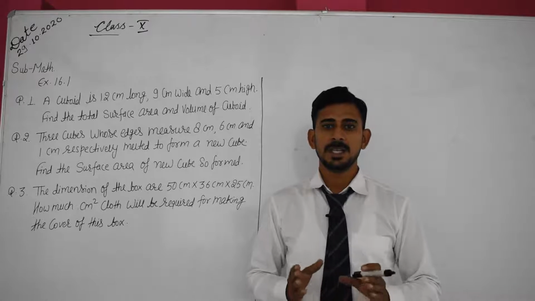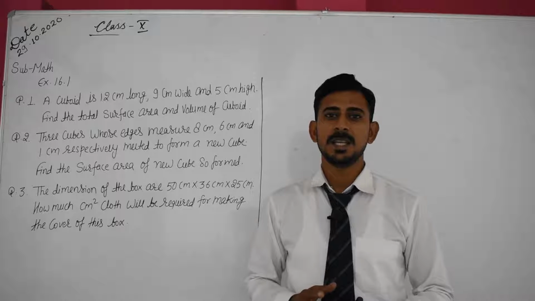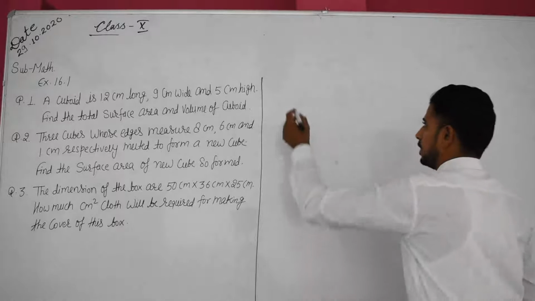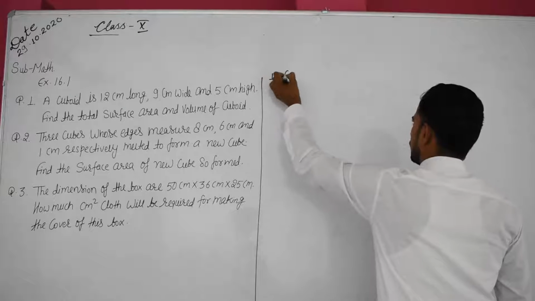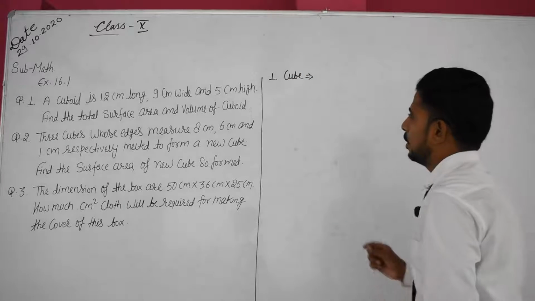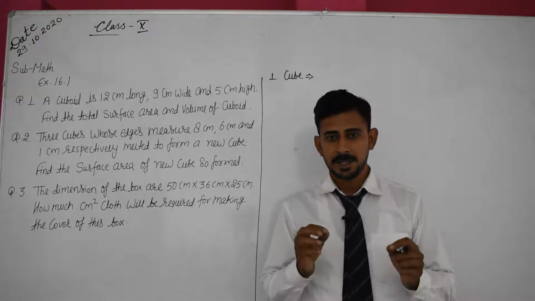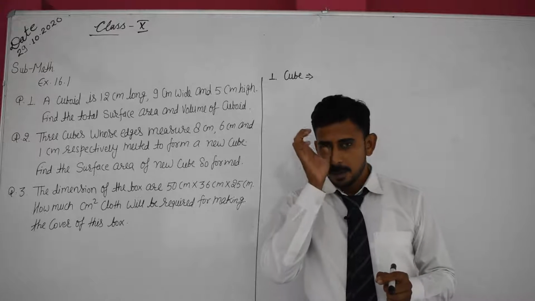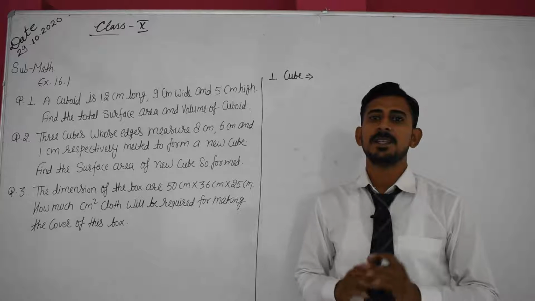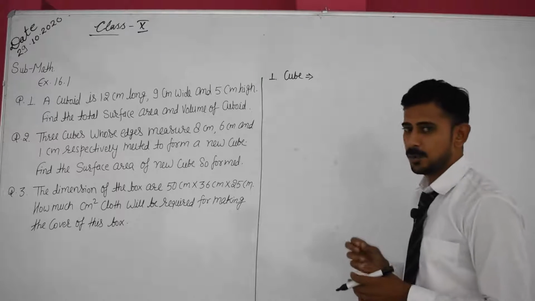Now today we will discuss chapter number 16 of class 10. The name of this chapter is surface area and volume. In this chapter, first we will discuss the cube. A cube is a three-dimensional shape, and this cube has 12 edges, 8 vertices and 6 faces. Each face is in a square shape.